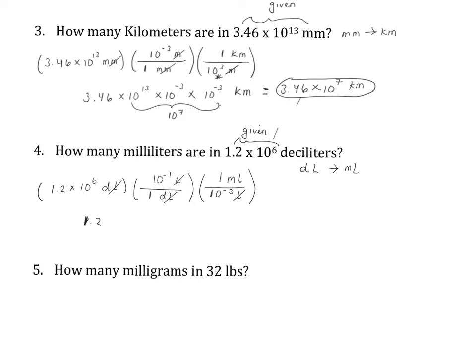So we have 1.2 times 10 to the 6 times 10 to the negative 1 times 10 to the negative 3. Units at the end are milliliters, and using our exponent rules, that ends up being 10 to the 8th. So our answer ends up being 1.2 times 10 to the 8th milliliters.